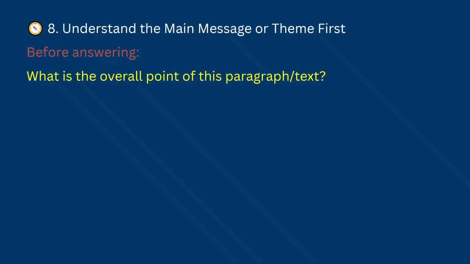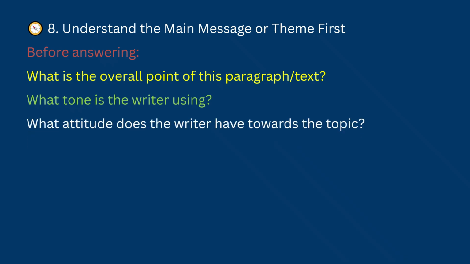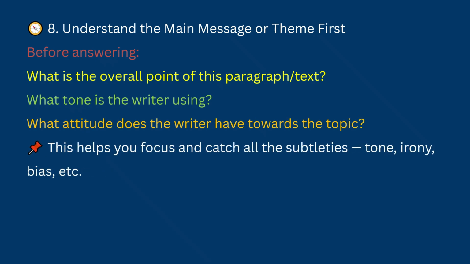What is the overall point of this paragraph or text? What tone is the writer using here? And bear in mind that the writer's tone may alter throughout the text. What attitude does the writer have towards the topic? This is going to help you focus and catch all those subtleties in tone, irony, bias, propaganda, etc.